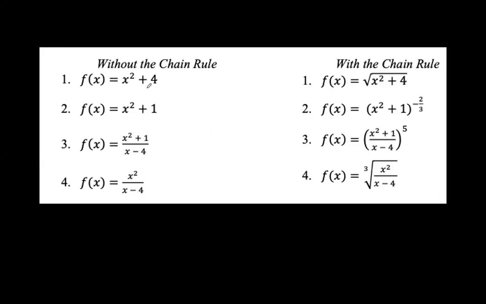Now, here in the given examples, we have four functions on the left and four on the right. If we observe, the functions given on the left are simpler compared to the functions on the right. Without the chain rule, we can differentiate these four functions from the left.